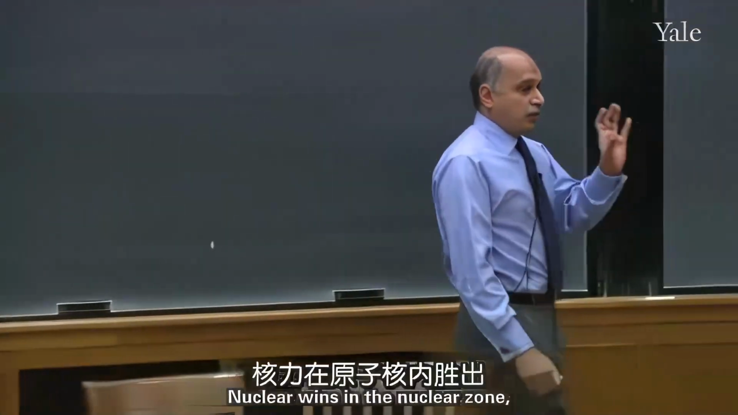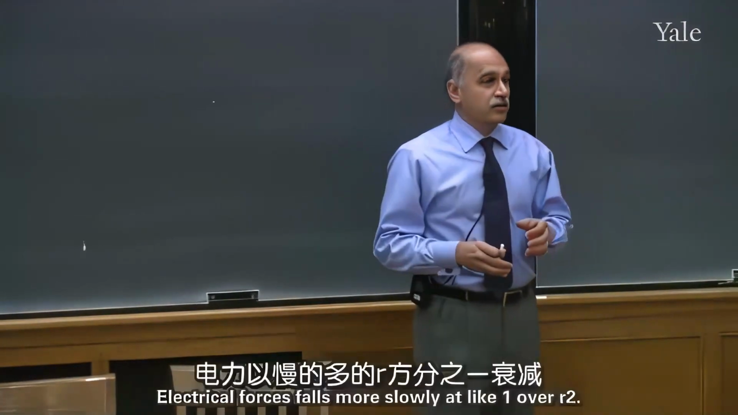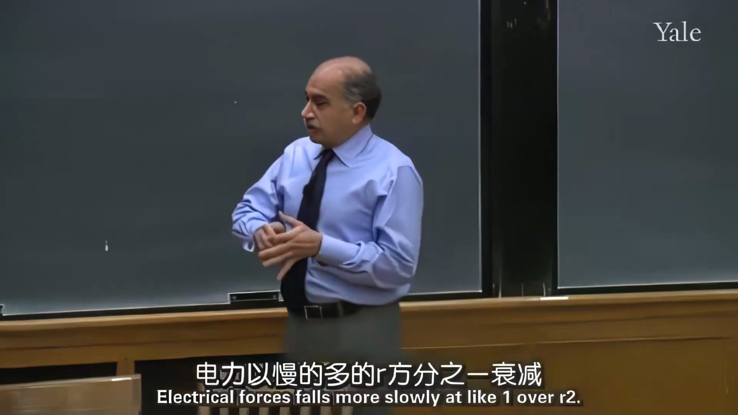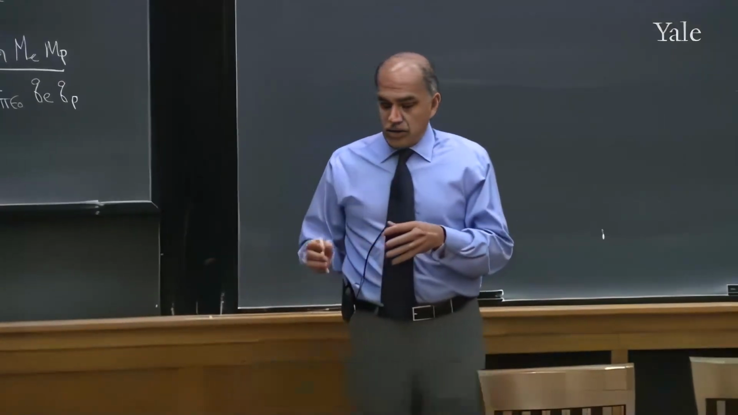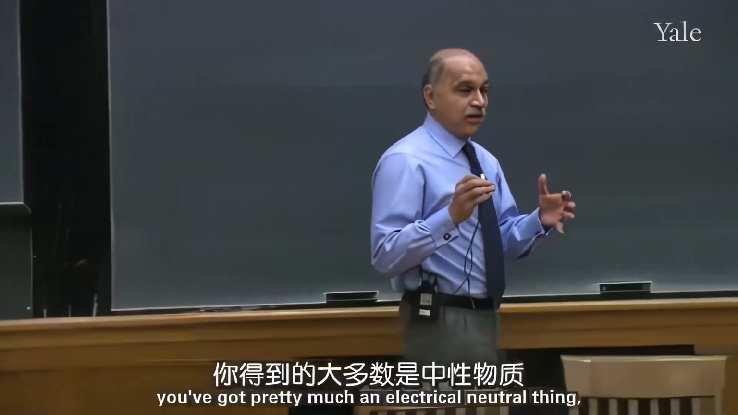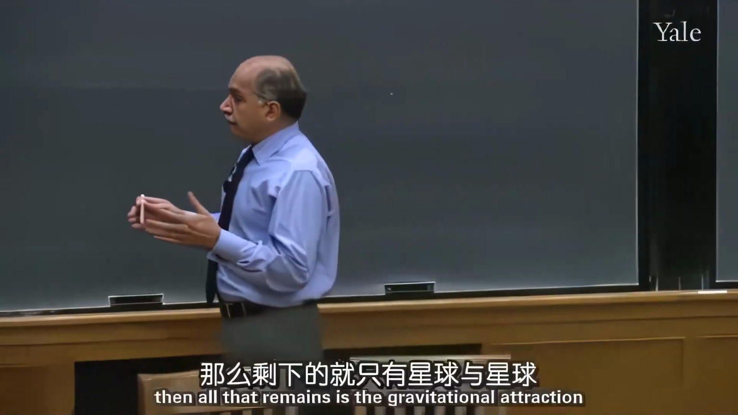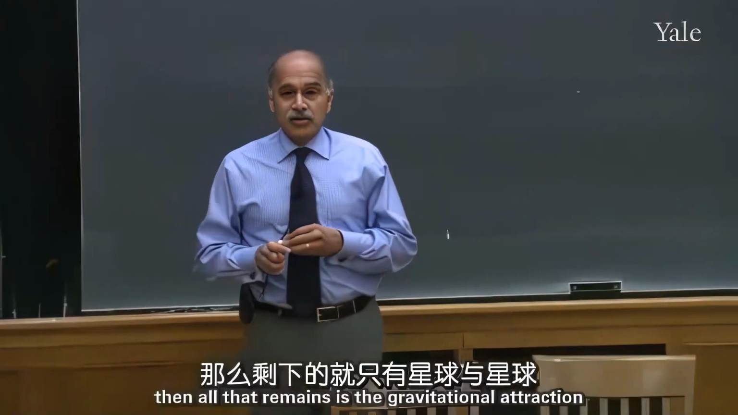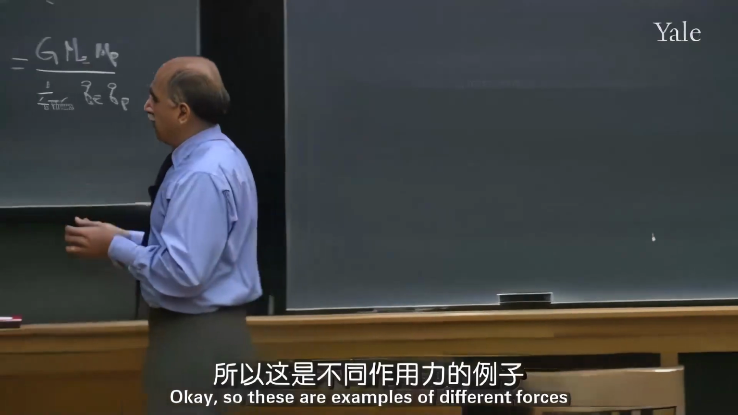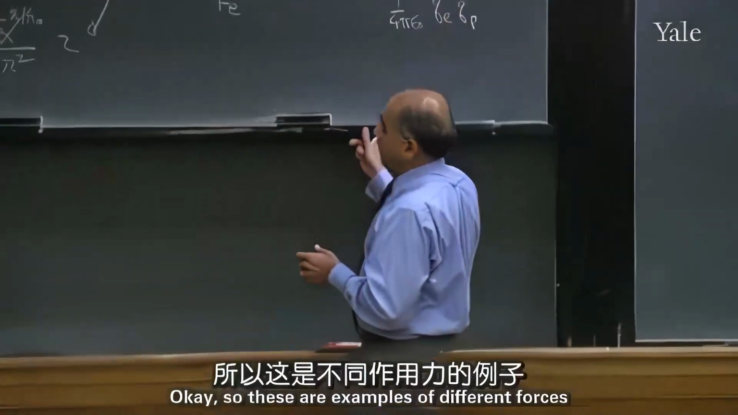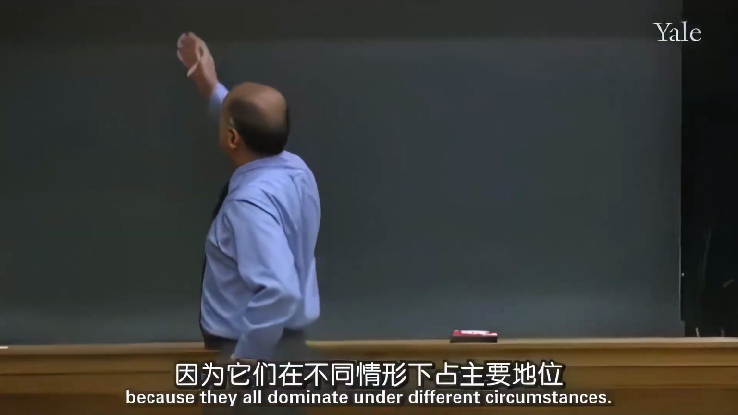Okay? Nuclear wins in the nuclear zone, but dies very quickly outside the size of a nucleus. Electrical forces fall more slowly, like 1 over r squared. They dominate atomic physics. But once you've formed an atom, you've got pretty much an electrically neutral thing. And once you've got many, many atoms making up our planet, then all that remains is the gravitational attraction between a planet and another planet. Okay, so these are examples of different forces and why they were found at various times, because they all dominate under different circumstances.